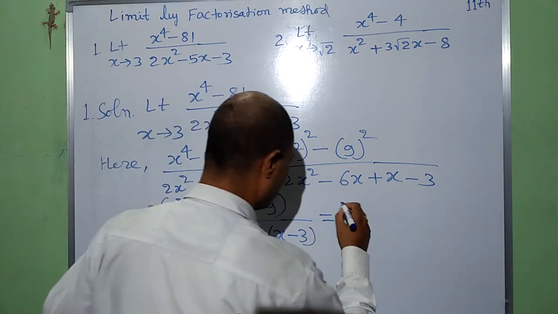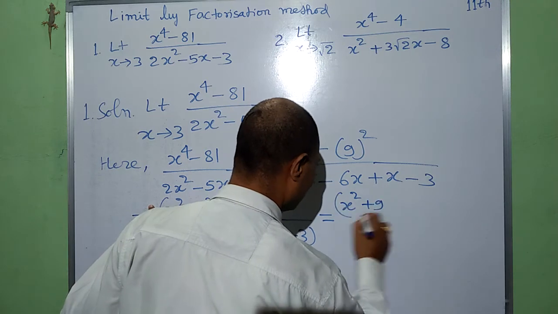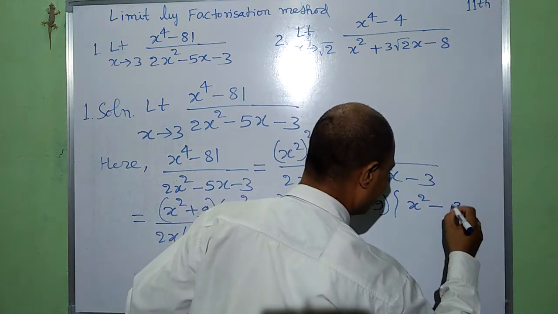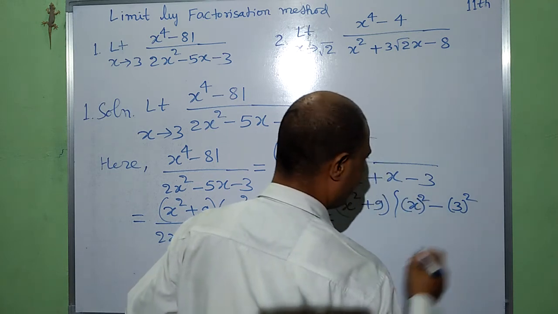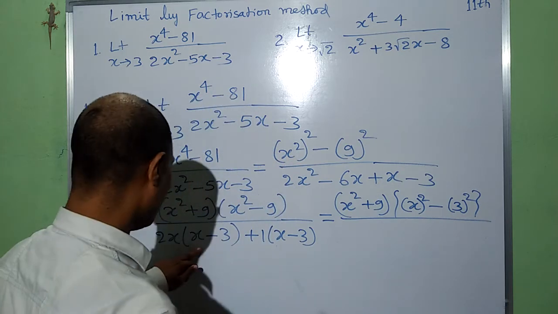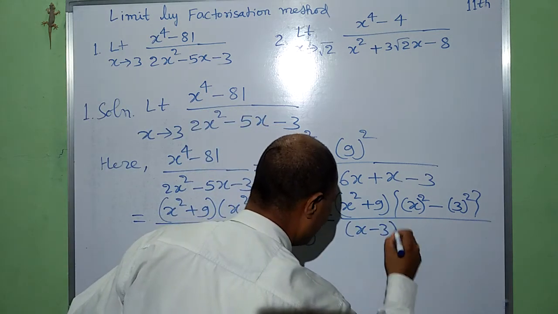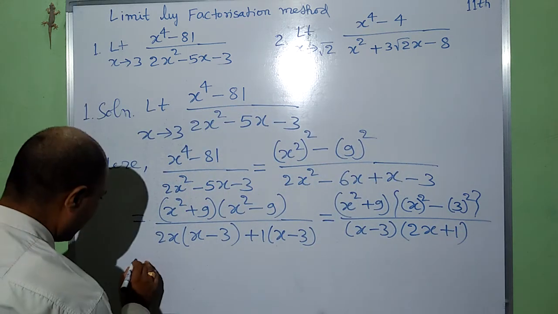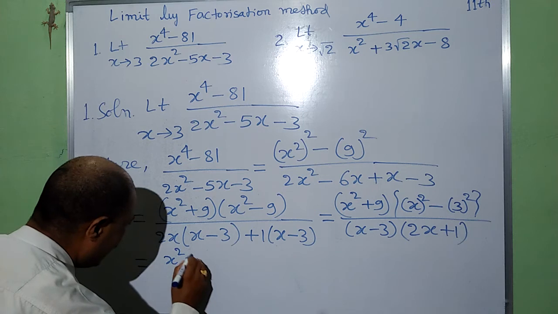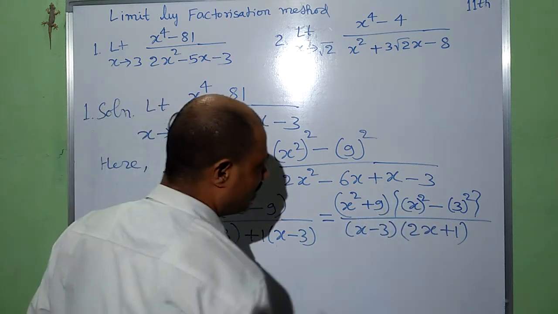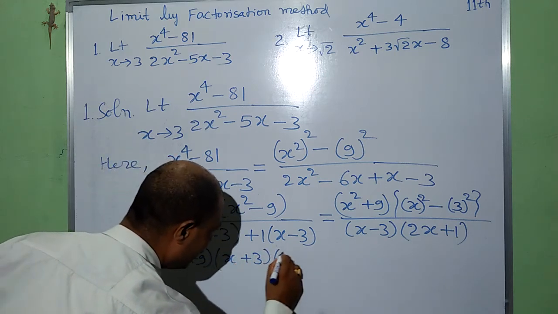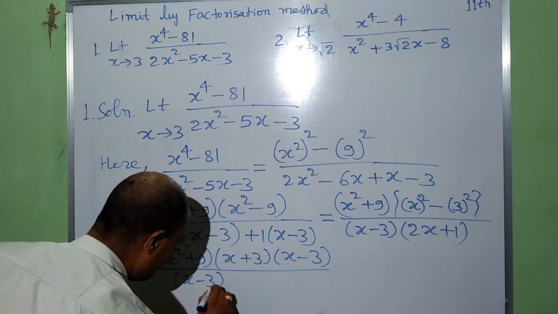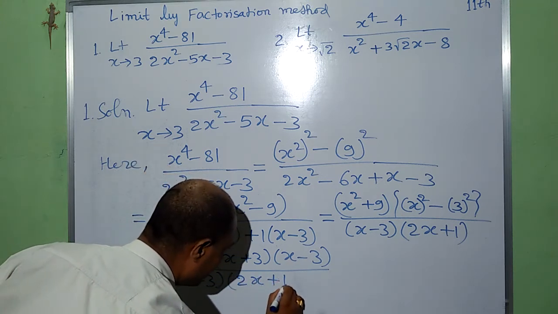It will be x square plus 9. We can write this as x square minus 3 square. Again it is in form of a square minus b square. Here we have x minus 3 and rest parts are 2x plus 1. It will be x square plus 9. Again we have a square minus b square, that is (a plus b) into (a minus b), by (x minus 3) into (2x plus 1).